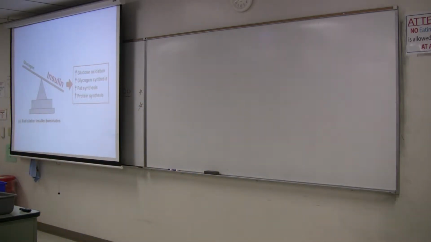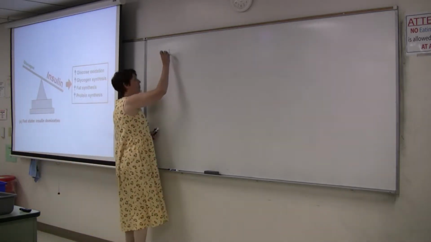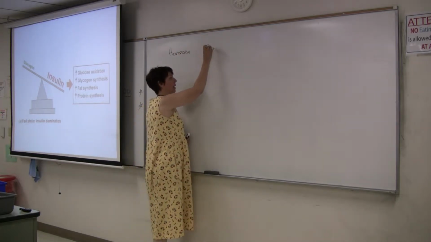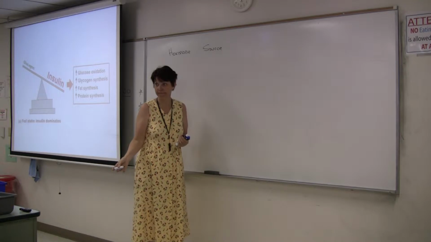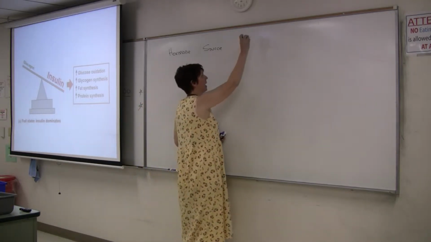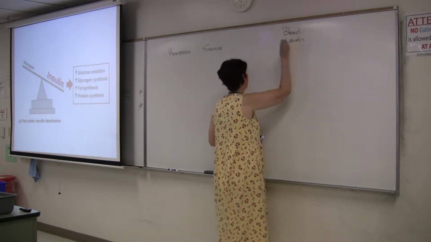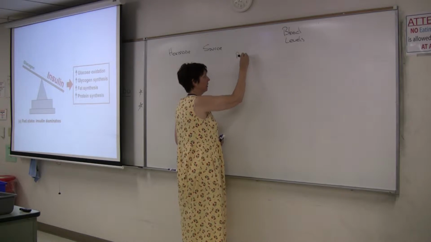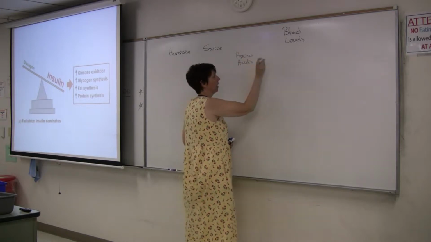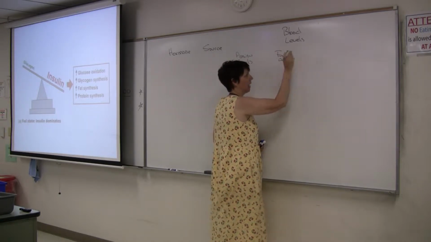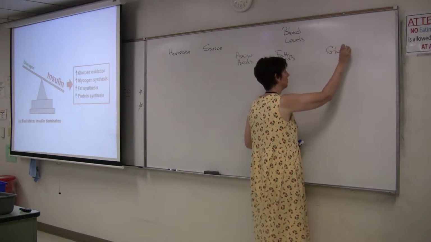But essentially what you'll see on the exam is a table in which I will have the hormone. I will give you that. And then I want to know the source, so what organ synthesizes the hormone. All right. And then the effect, up or down, on blood levels of amino acids, fats, which are fatty acids, and glucose. Okay?